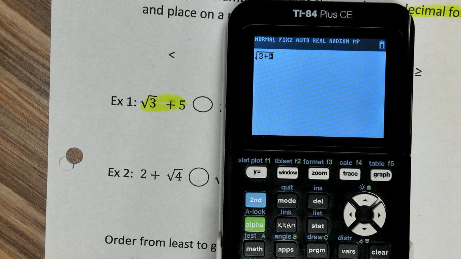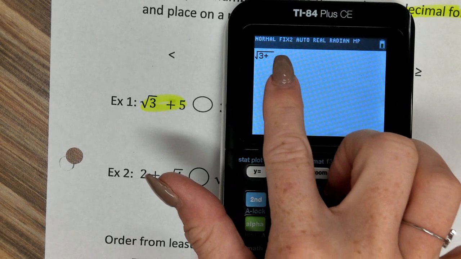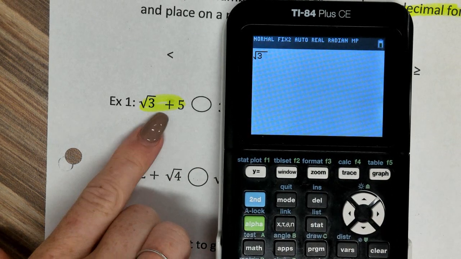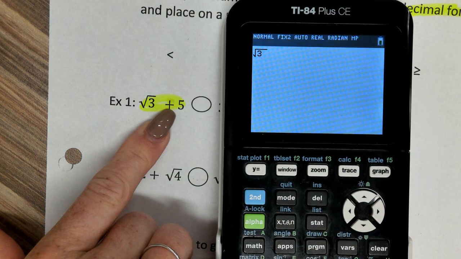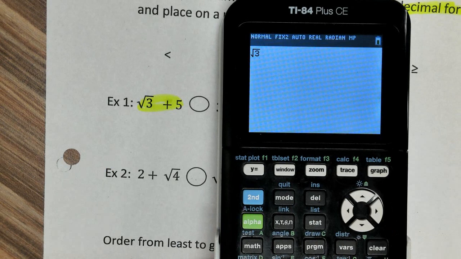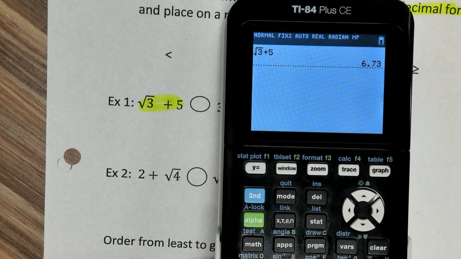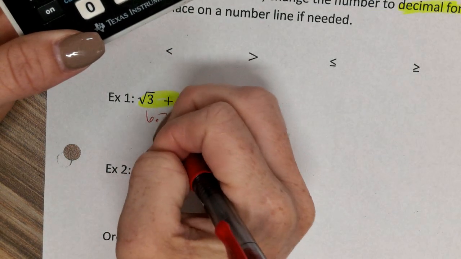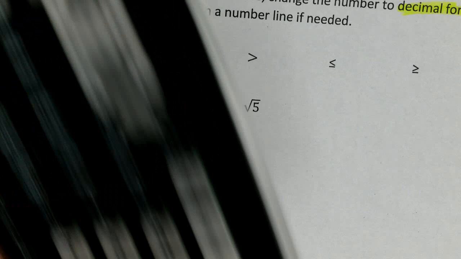Watch what happens if I don't. Do you see how that square root sign keeps going over? You do not want to do that because right here the plus sign is not under the square root. So arrow out, put in plus 5. And how much money is that worth? $6.73. You're going to write that right underneath or right above the number.